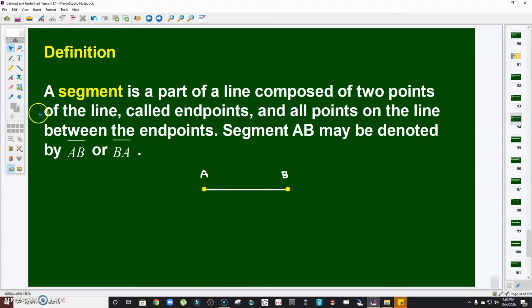Alright, now again, according to the definition, there are infinite number of points between the two endpoints. So may point dyan, dito, dito, and so on. See that? Okay.